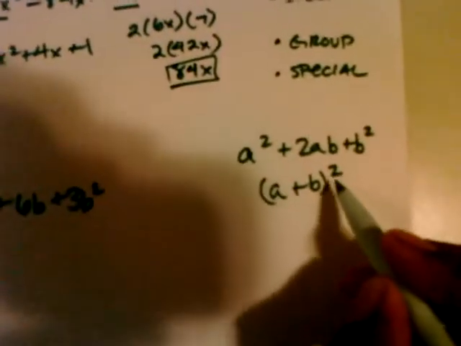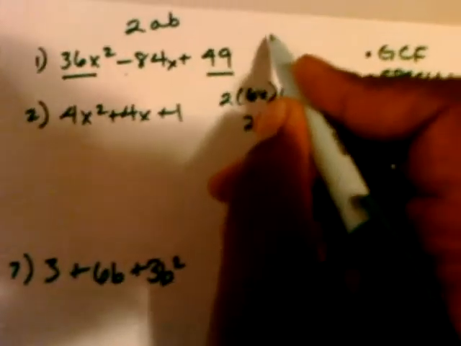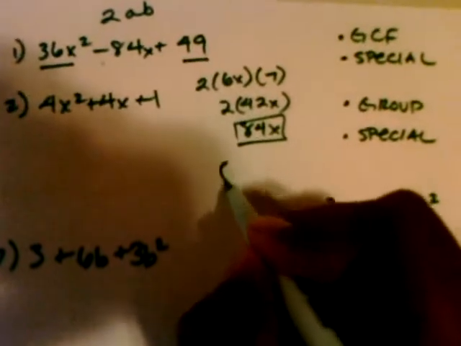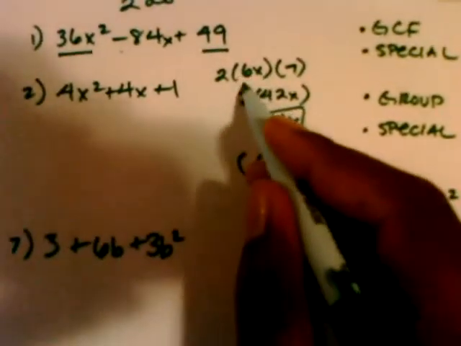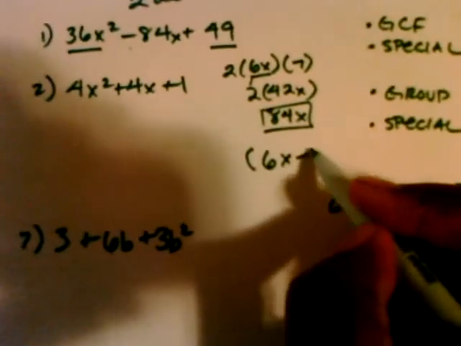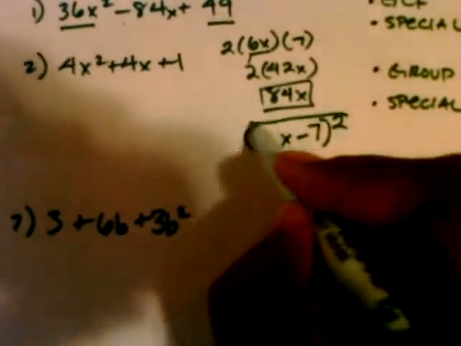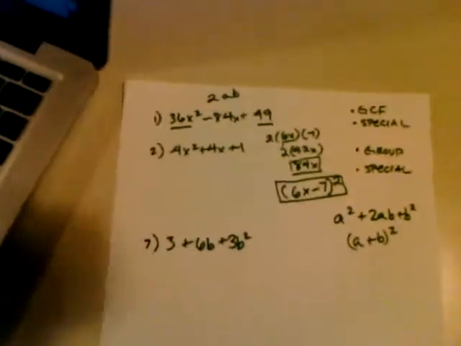So this is a perfect square trinomial, and we would rewrite it as a plus b squared. Now don't forget, there's a negative sign right here, so that needs to transfer into your factored form. And so this can be rewritten as 6x, which is our a, minus 7, which is our b, and that whole thing squared. And that's your answer.